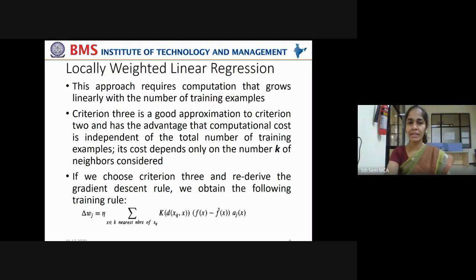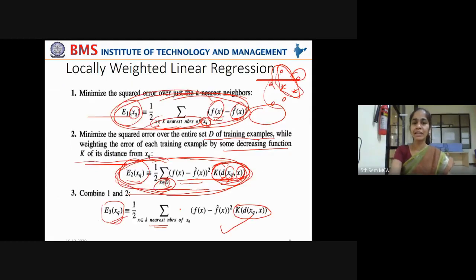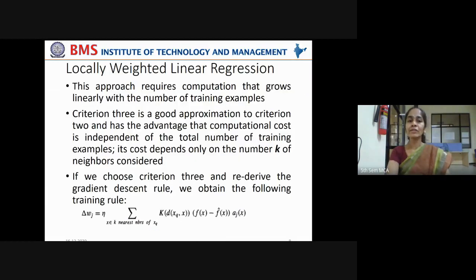Now, criterion 3 is a good approximation to criterion 2. In criterion 2, we are considering all the training examples, but criterion 3 is an approximation of criterion 2, because we are using only the k nearest neighbors, not all the training examples. So criterion 3 is a good approximation to criterion 2 and has the advantage that the computational cost is independent of the total number of training examples.